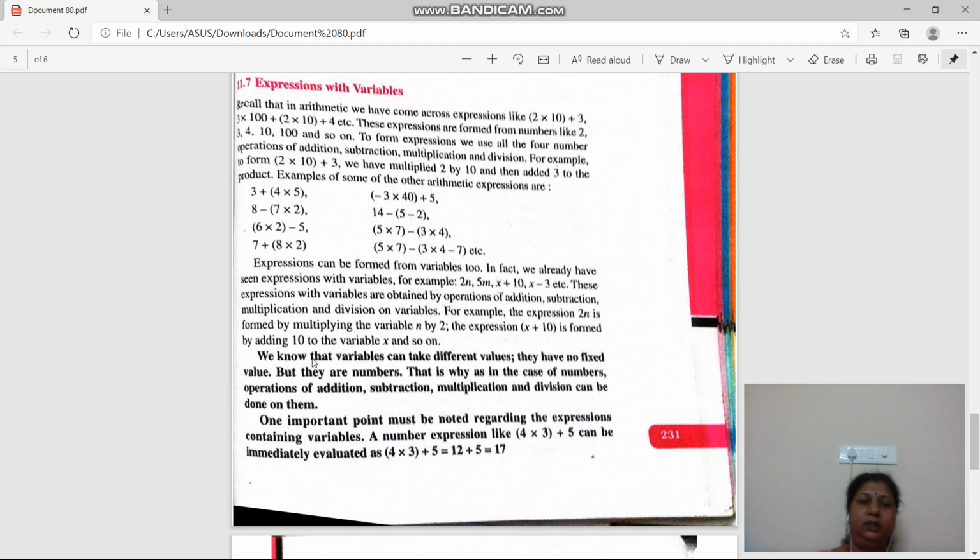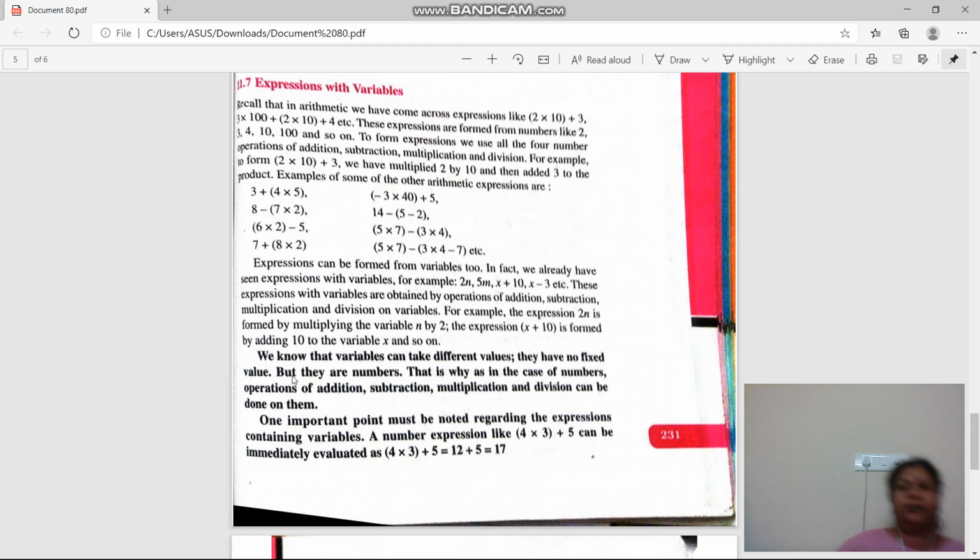Now this is the important note. We know that variables can take different values. They have no fixed values. Always remember, variables have different values. They have no fixed value, but they are numbers. Absolutely right, they are numbers. That is why in the case of numbers, operations of addition, subtraction, multiplication and division can be done on them.